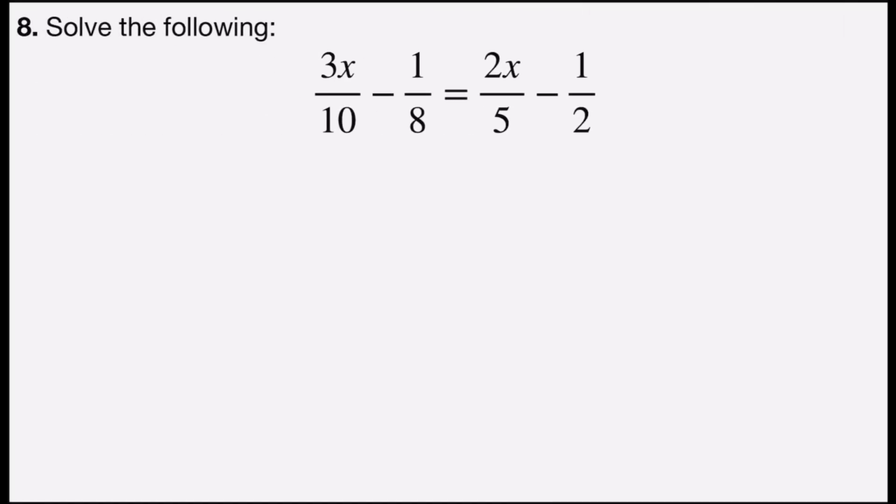Problem number 8 says solve the following. 3x over 10 minus 1/8 equals 2x over 5 minus a half. And so this is an equation, and I'm going to go through the equation solving steps.